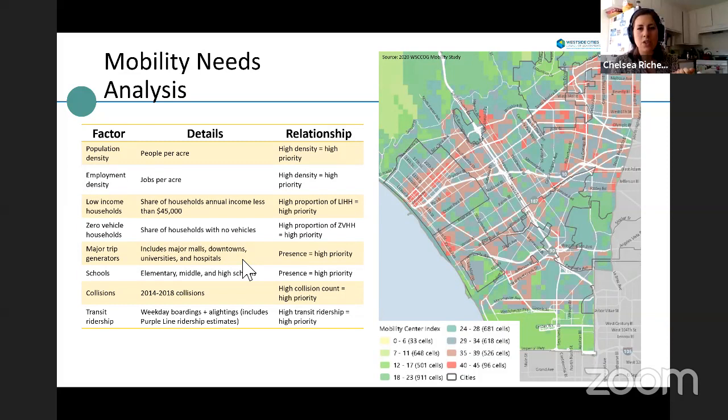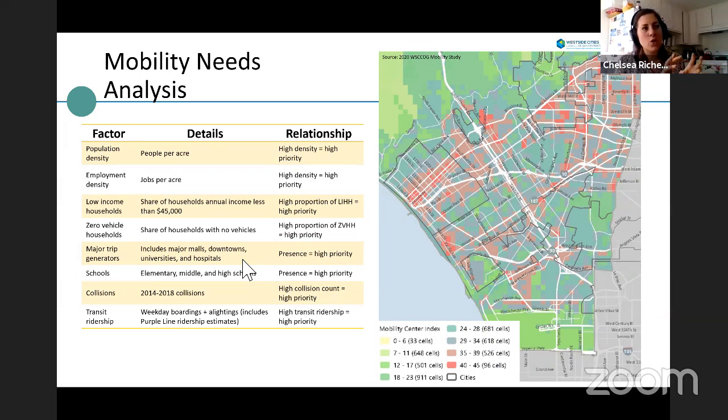mobility needs analysis. So taking all of the information that we've assembled through that existing conditions analysis, we've created this index, which is shown here on this map. The factors and the details and the relationship of how each individual variable relates to this index is shown in that table to the left. If you want to dig into those details, they will be all fully described in the study's technical appendix.